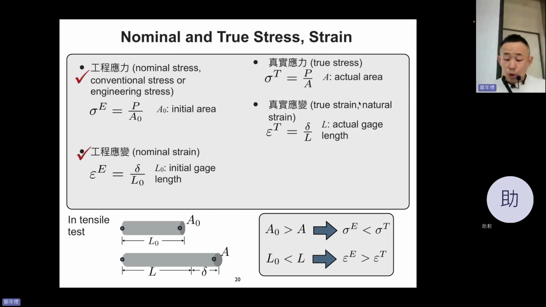So now let's talk about nominal stress and nominal strain, and true strain and true stress. Nominal, not normal. Nominal means that everyone calls it that. We also call this conventional. Conventional means that everyone thinks of it as a rule, so everyone obeys that rule. So this is nominal and conventional stress, or we call it engineering stress.